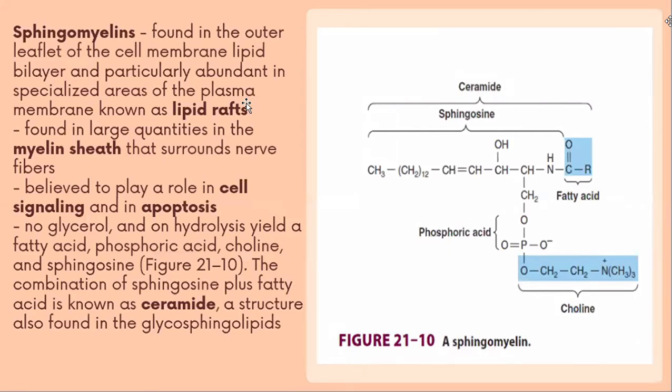Sphingomyelins are found in the outer leaflet of the cell membrane lipid bilayer and are particularly abundant in specialized areas of the plasma membrane known as lipid rafts. They are found in large quantities in the myelin sheath that surrounds the nerve fibers. They are believed to play a role in cell signaling and in apoptosis.